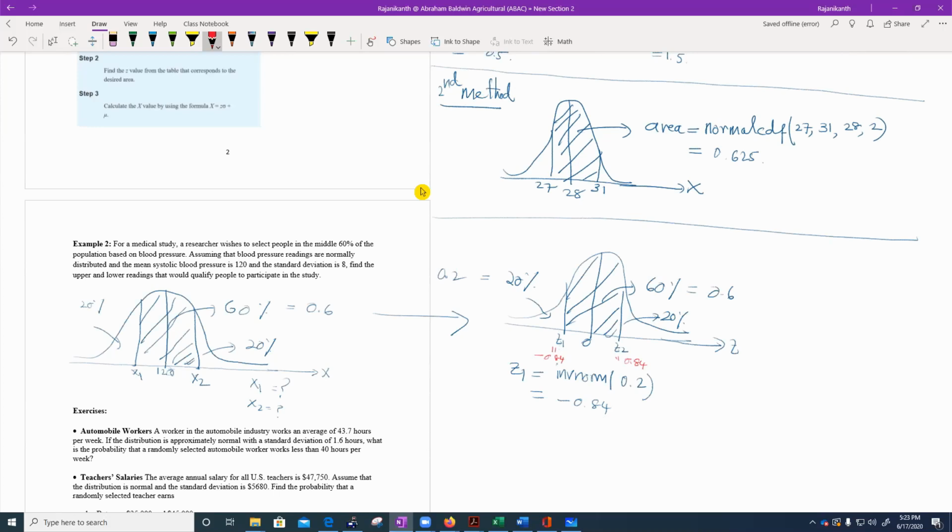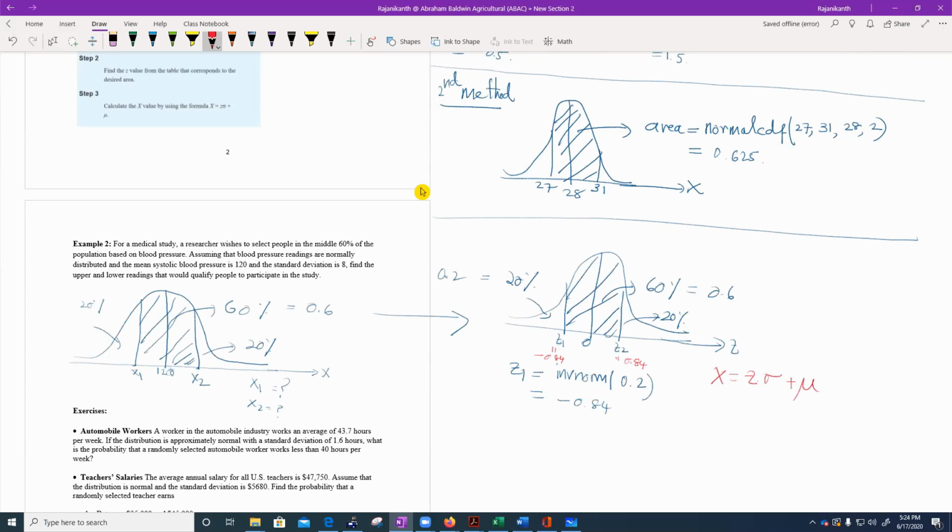Okay, since I have Z1 and Z2 value, now it is very easy to find X1 and X2. Remember my original question was finding X1 and X2. How do you find X value? Well, I'm using the formula. So we have the relationship between X and Z. So X is given by the Z value times the standard deviation plus mu, right?